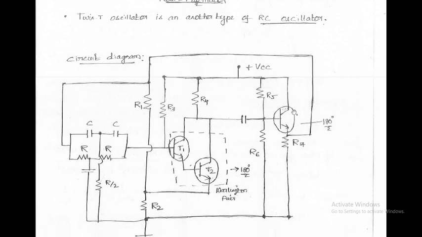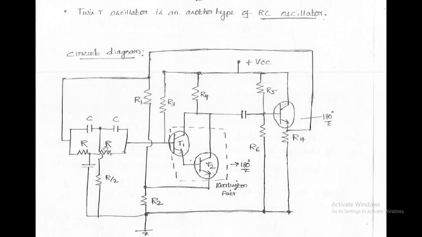This circuit is called the twin T circuit, and it has two different T networks. Let me show the two different T networks. First we can discuss this one: these two resistances and these two capacitances are connected in series. So it will form one type of T network, and the next T network is this one. Both of them together form the twin T network.